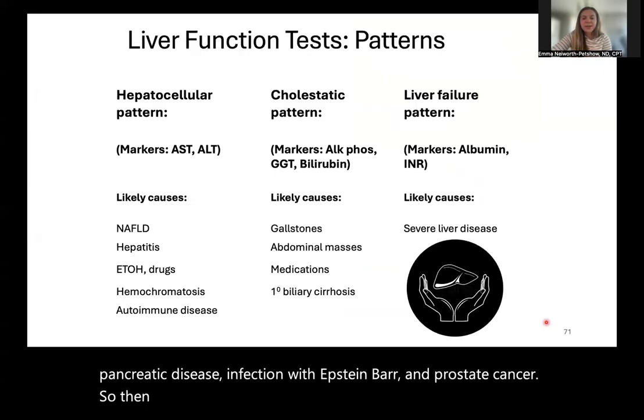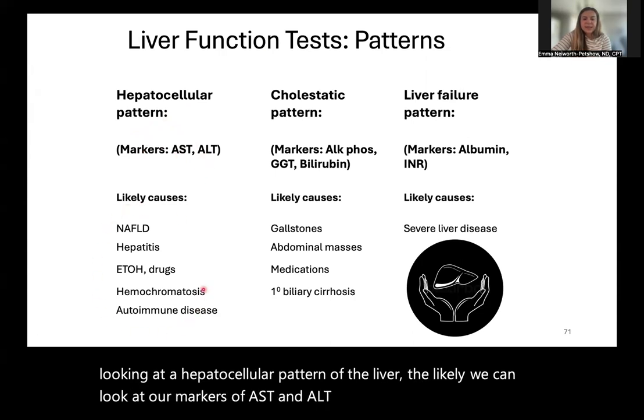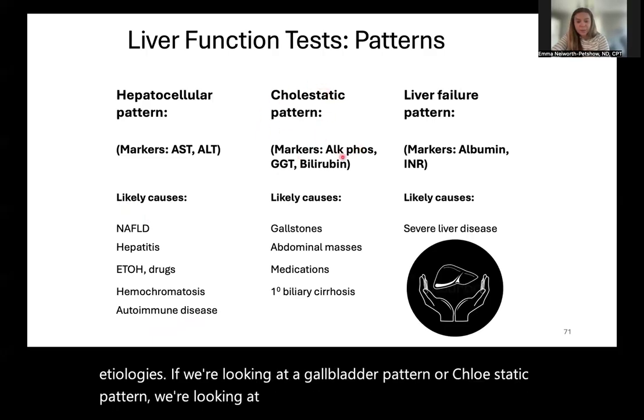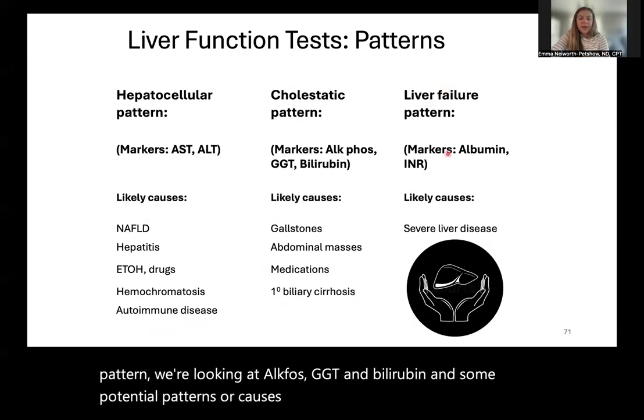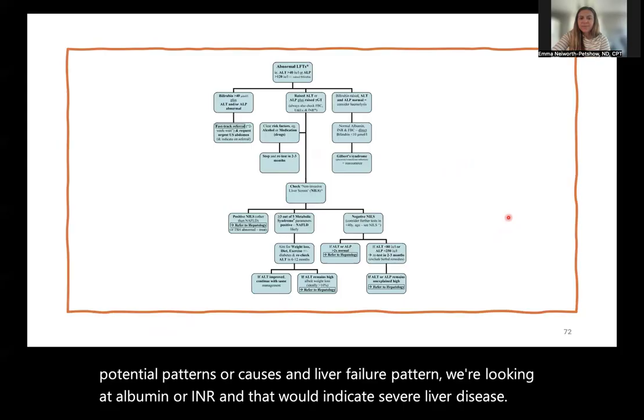So then looking across these tests at some patterns, if we're looking at a hepatocellular pattern of the liver, we could look at our markers of AST and ALT and some of the likely etiologies. If we're looking at a gallbladder pattern, a cholestatic pattern, we're looking at ALK Phos, GGT, and bilirubin, and some potential patterns or causes. And liver failure pattern, we're looking at albumin or INR, and that would indicate severe liver disease. This is one flowchart of many.